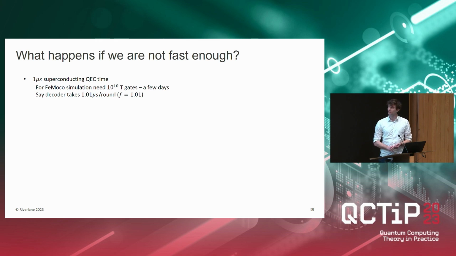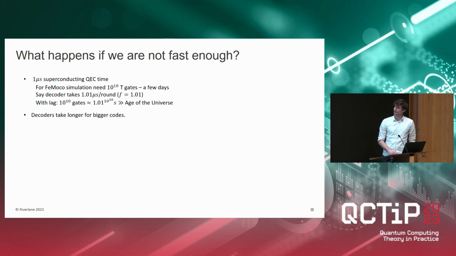And then say our decoder is about 1% slower than the syndrome acquisition time, and it takes about 1.01 microseconds per round to resolve the data. So our F is 1.01. In that case, with the lag, the time it takes to perform this computation is way longer than the age of the universe. And you can quickly see how, if we can't stick to this very strict requirement that we need to be faster than the data that's coming in, quantum computation is not going to be possible in practice.